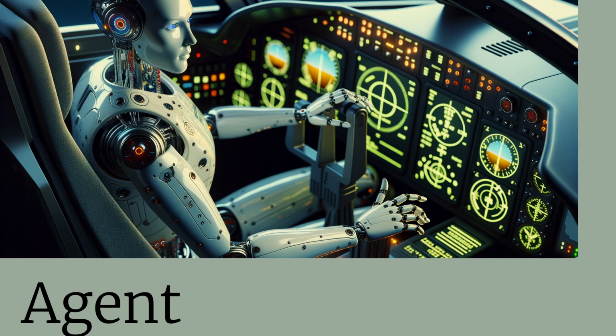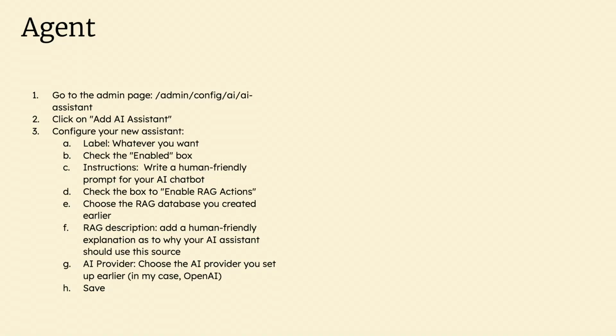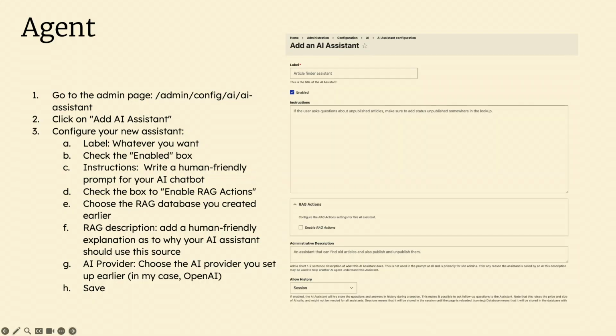Next step is the agent. We already set up the agent, so it's OpenAI. I said I was going to use GPT-4o. Great. But Drupal needs to know about that, right? We haven't done that part yet. So let's do it. Go into Drupal admin to the AI module. There's a page for an AI assistant. You give it a name, a label, you give it instructions. Down here, you're going to want to check this box that says Enable RAG Actions.